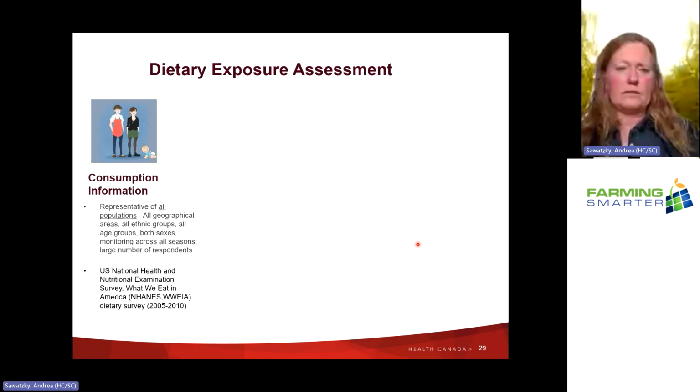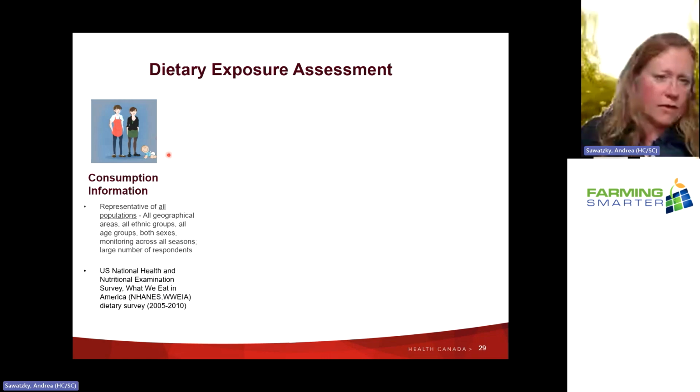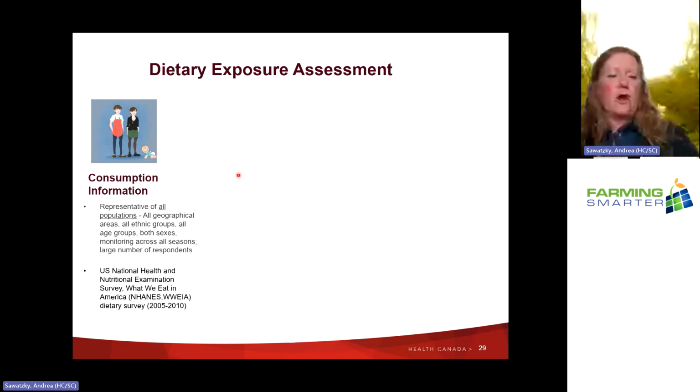So you look at the dietary exposure. This is again for consuming, for humans, right? So for people, I should say. So you see there's different levels of little tiny cute little guy right there. So for all populations, all geographical areas, all ethnic groups, all age groups, look into everything.